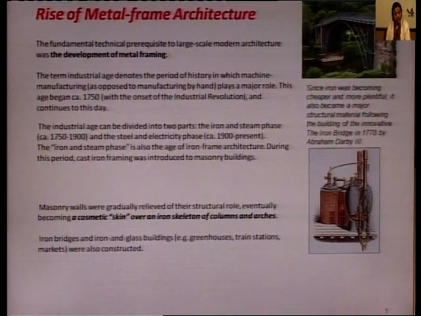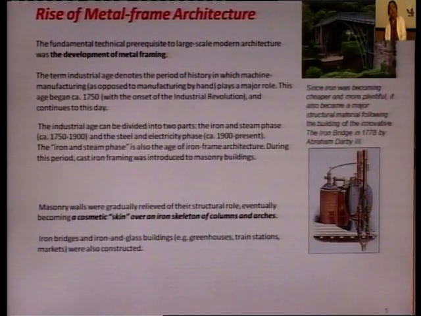With innovation, with technology, with the development in the Industrial Revolution, we also had changes in the way people started touring cities. People now needed to cross the rivers, they needed to cross the oceans. So they needed better technology and they needed safe as well as quick means of travel from one point to another. Since iron was becoming cheaper and more plentiful, it also became a major structural material following the building of the most innovative iron bridge in 1778 by Abraham Darby.